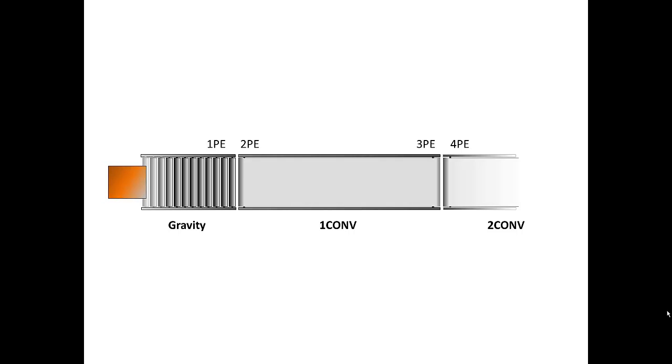To do this, we're going to need some equipment. We're going to need a couple photo eyes. We're going to need a couple conveyor motors. So we have 4 photo eyes and we have 2 conveyor motors.